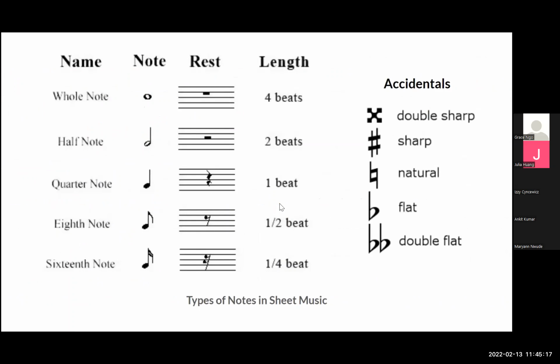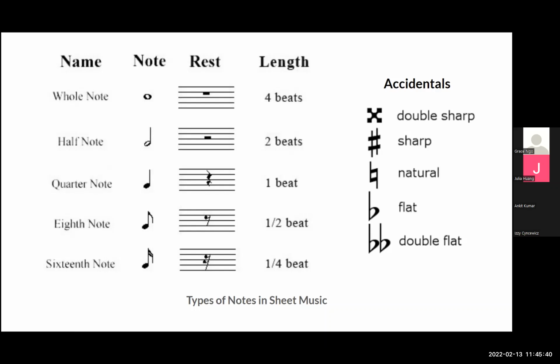And then there are different types of notes in sheet music. So you're going to be encountering notes, you're going to be encountering rests, and you're going to be encountering accidentals. So starting with the notes, very basic ones, you start with a whole note, which counts for all 4 beats. If you look at a measure of music, each measure should take up 4 beats.